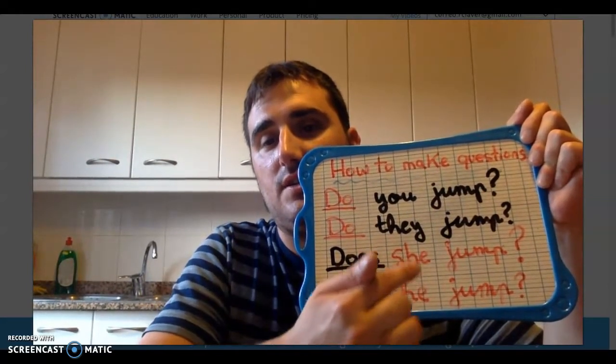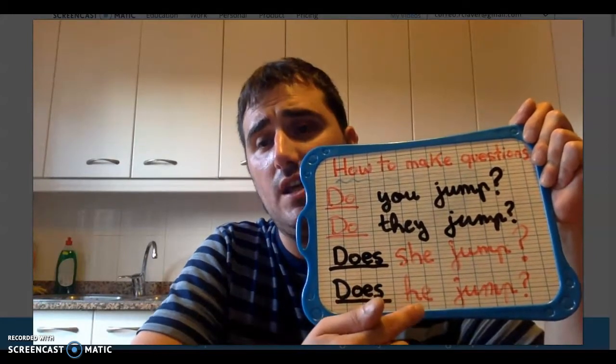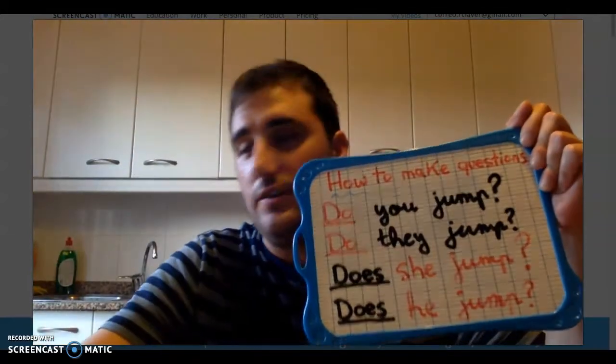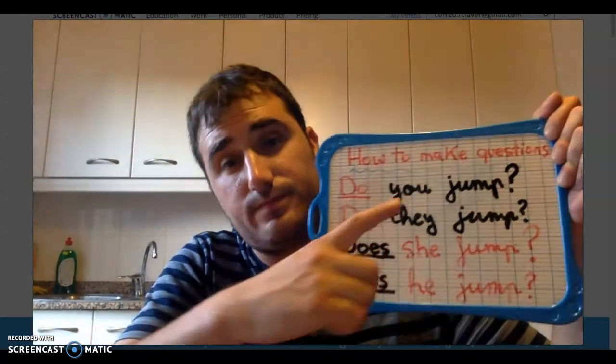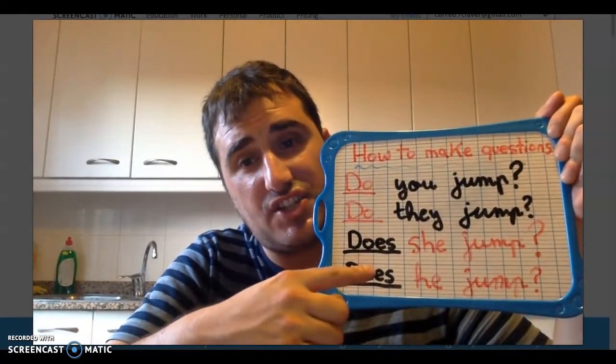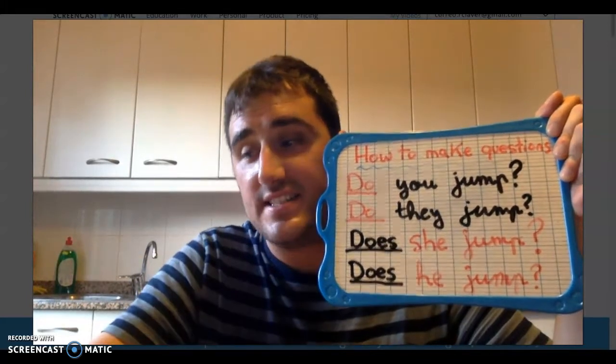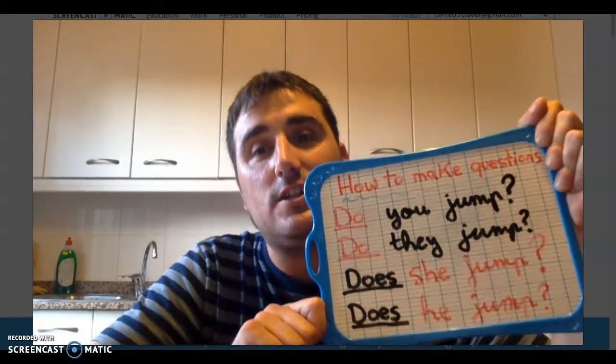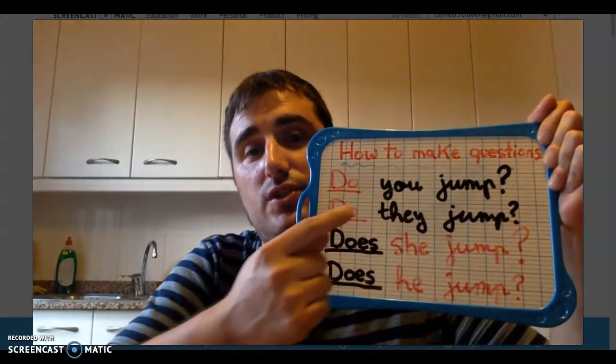The subject changes, and when we use he, she, or it for things or animals, remember, we don't use do. We use does. Does she jump? Does he jump? Does it jump? Yes, it jumps. And with the rest of the subjects, we use do. So now, with this information, we must make clear when we speak about one boy, one girl, one thing, or one animal.